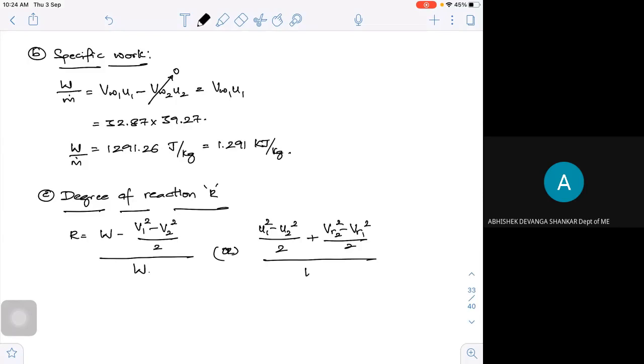What is this actually? This is your static, this is your total. Fine. Either you can use this formula. What am I trying to do here? I am saying take the total work done minus the kinetic energy component. Because once again, if I want to use the other one, I have to calculate VR1 and VR2. Either you can calculate VR1 and VR2 or use the existing one. So don't waste your time.